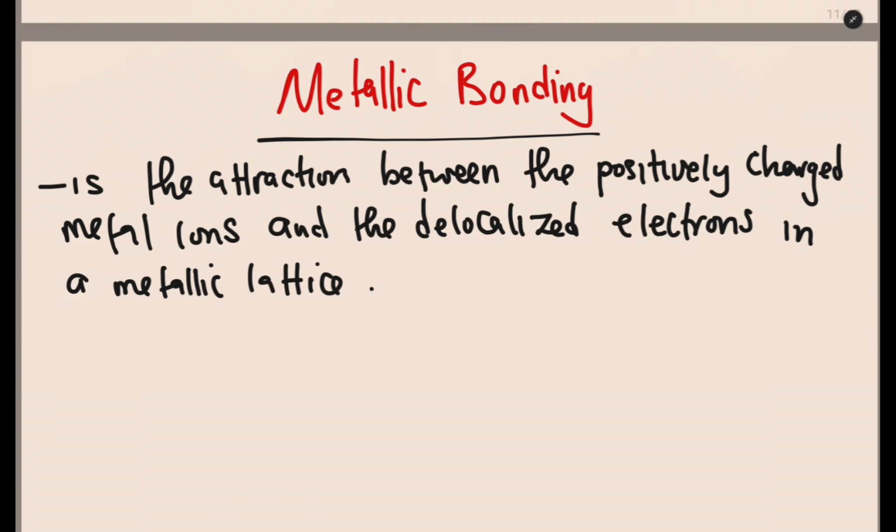So metallic bond, very important to know that, is attraction between positively charged ions of metals and the delocalized electrons within a metallic lattice. So it is an attractive force, or force of attraction, between positively charged metal ions and delocalized electrons in the metallic lattice. That is what we call metallic bonding. And in multiple choice questions, these questions are always there. So it's very important that you understand that particular part.